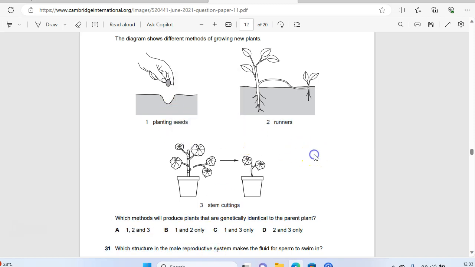Planting seeds is definitely not accurate for genetically identical production of the parent plant. The runners are actually this tiny plant, which is part of that adult plant. So runners and stem cuttings, of course, stem cuttings. 1 and 2 is never going to be the right answer. 1 and 3 is never going to be the right answer. 2 and 3 is the right answer.